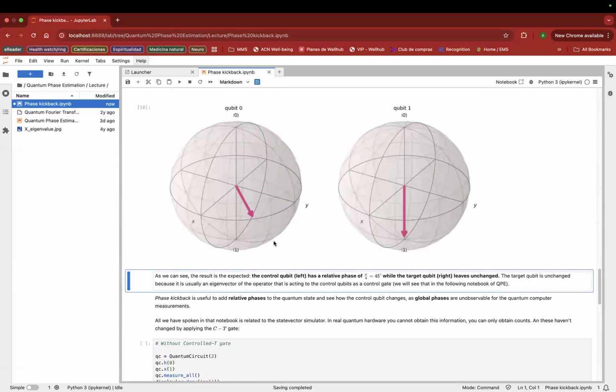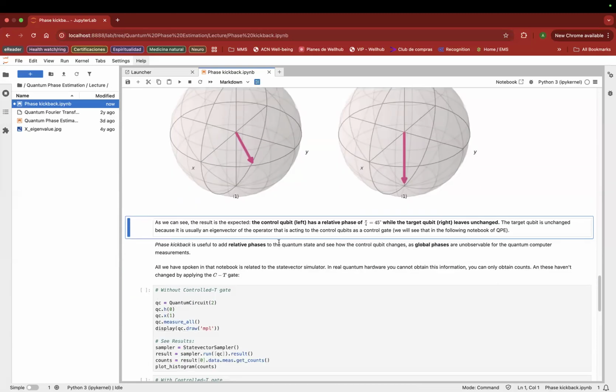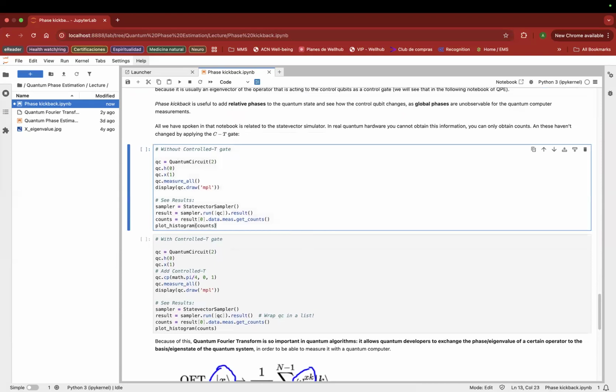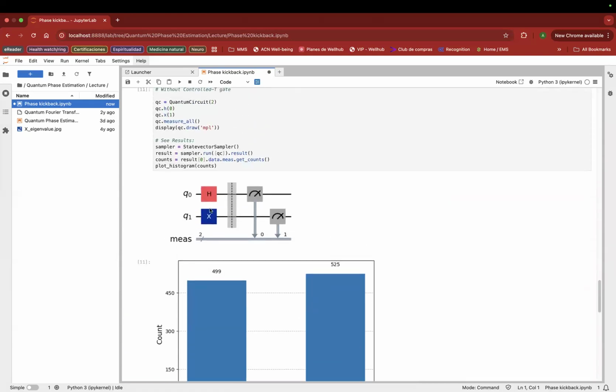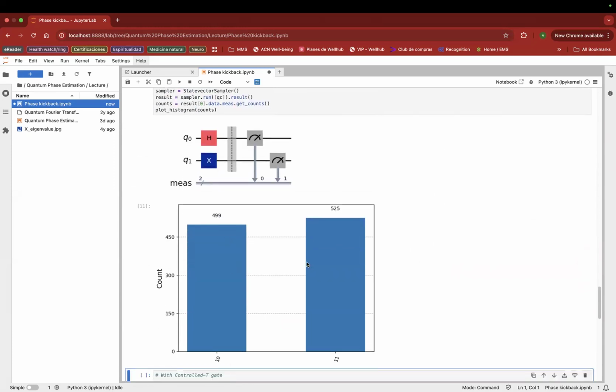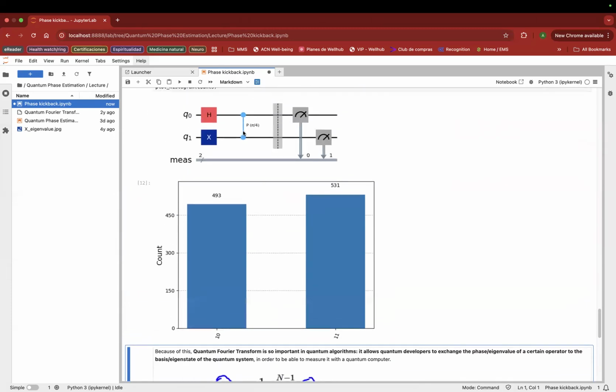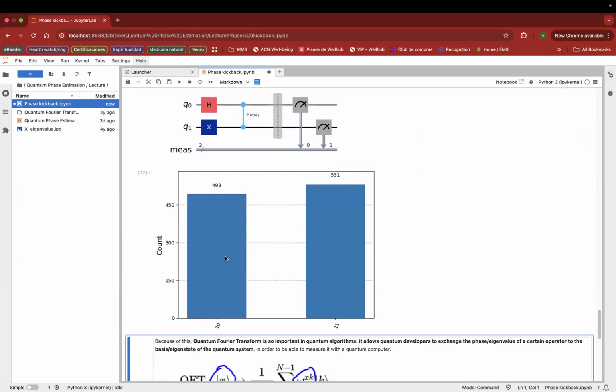Questions before we go for more examples? Nothing? Okay, cool. So this is the phase kickback. As you can see, here we are not applying the control T gate, so nothing. We get the counts, 50%. And here, where we apply the control T gate, nothing is happening.